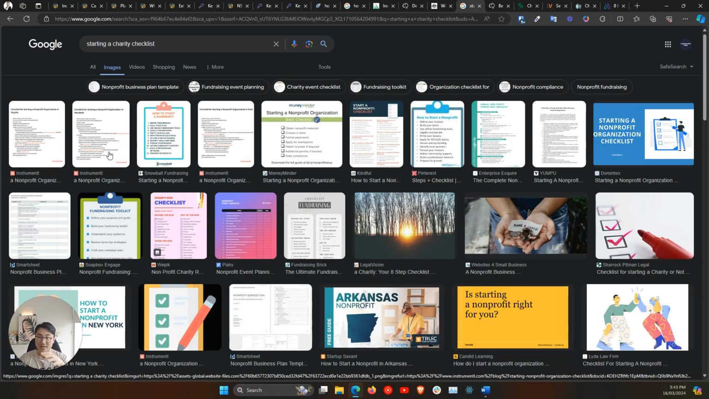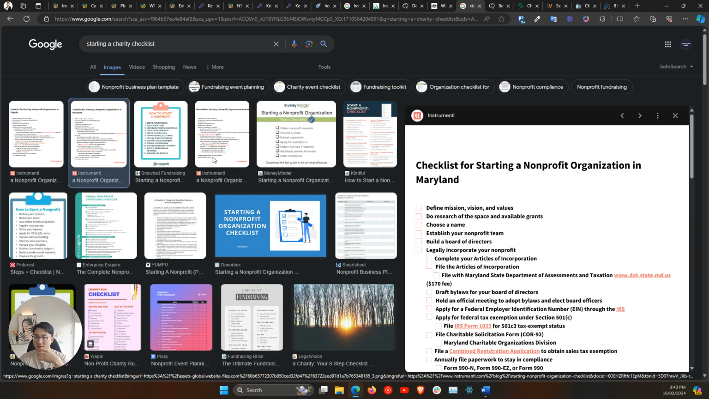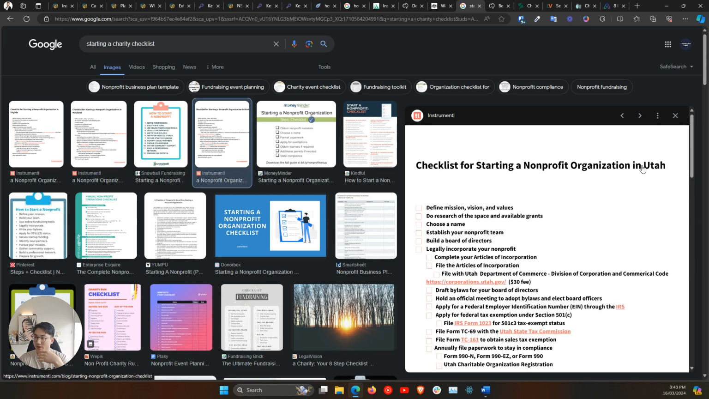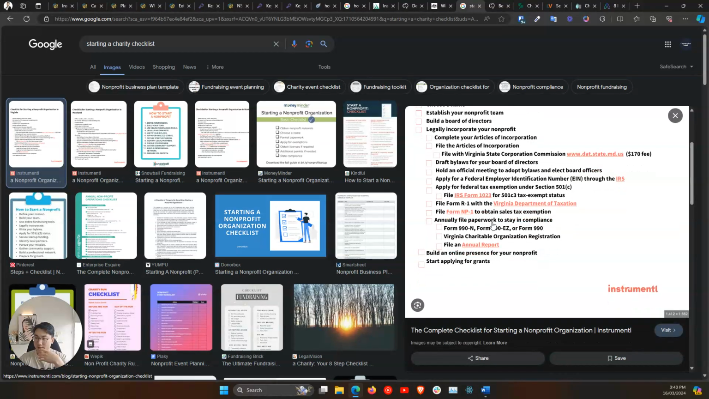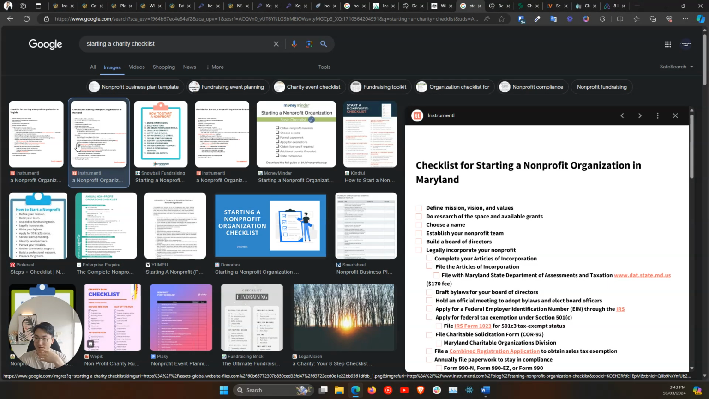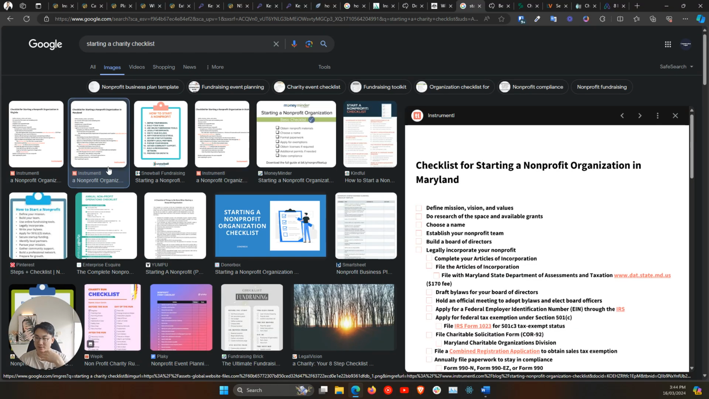And I can see here what this company is doing, Instrumental, is they've essentially copy pasted the same infographic and just changed the jurisdiction. And obviously there are a few different things changed, right? Like the government fee, the government website and stuff. But that's really simple. Oh, that's really smart. I could probably do something for every state.